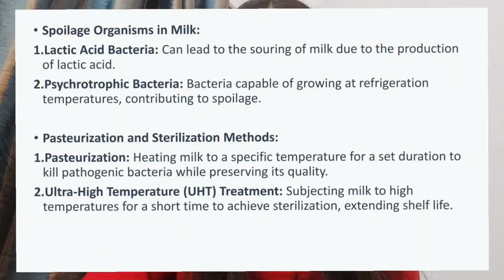Then we have spoilage organisms in milk, like lactic acid bacteria. Lactic acid bacteria can lead to souring of milk due to the production of lactic acid. Souring of milk is a very common symptom that we can see in milk spoilage. And then we have psychrotrophic bacteria, the bacteria which are capable of growing at refrigeration temperatures, and they also contribute to spoilage.